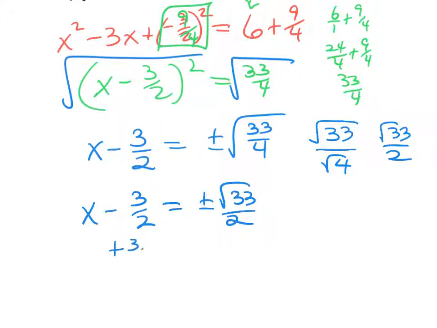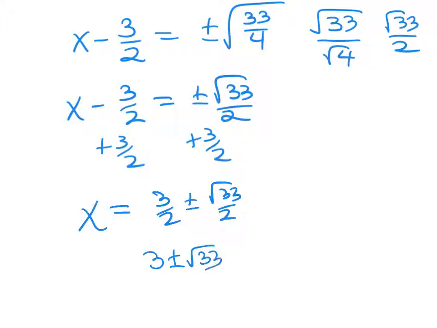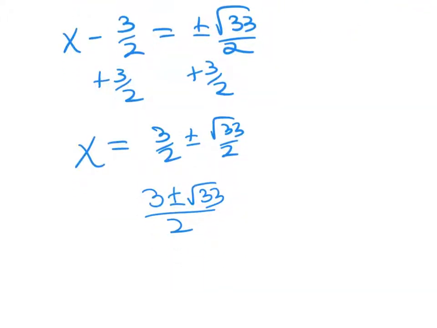I now need to move the 3/2 over, and I get x is equal to 3/2 plus or minus square root 33/2. Notice they have the same denominator, so I can also write it like this with just a 2 in the bottom.